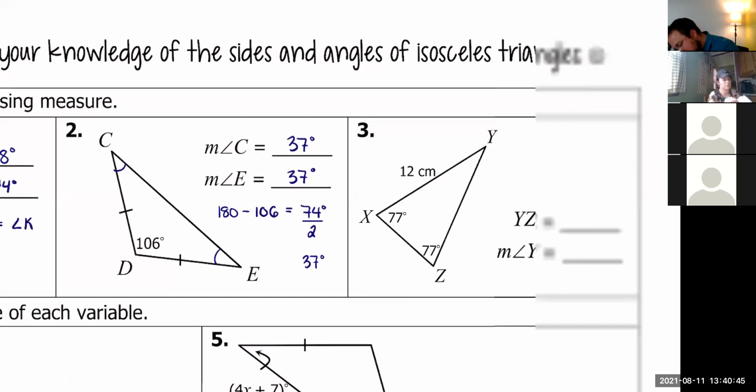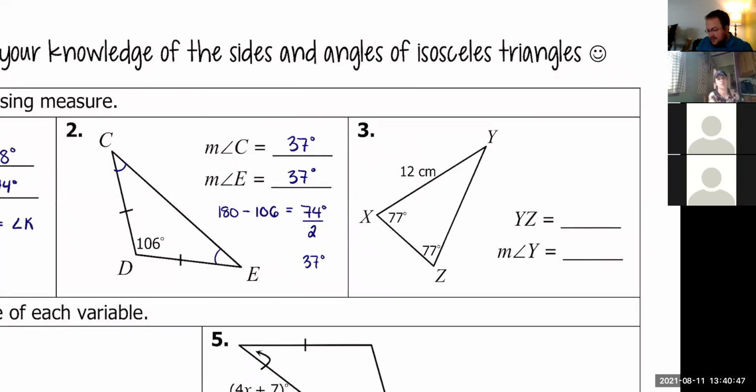Last one in this little subsection here, slightly different approach because this time it's not just asking for angles. We're actually looking for one of the side lengths and the measure of angle Y. So do I know right off the bat, immediately, that this is an isosceles triangle? Yes. How?